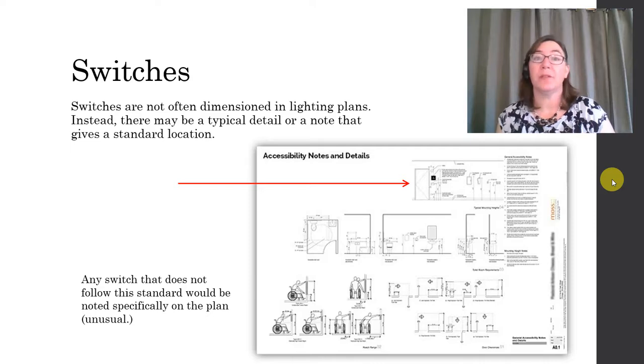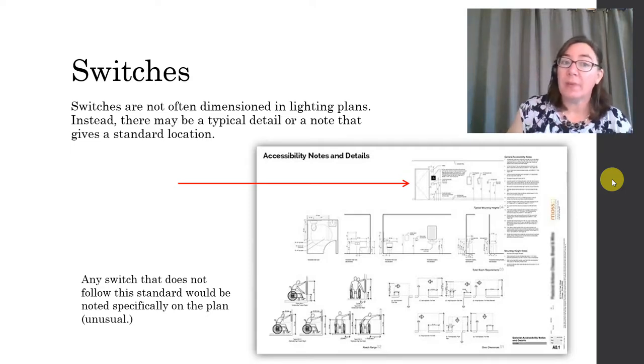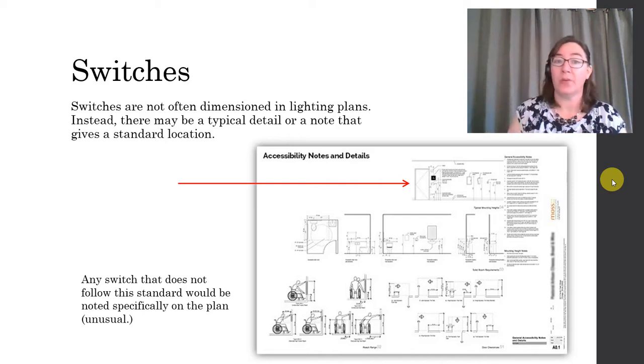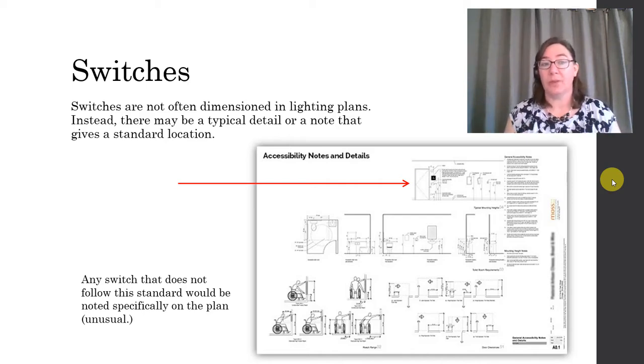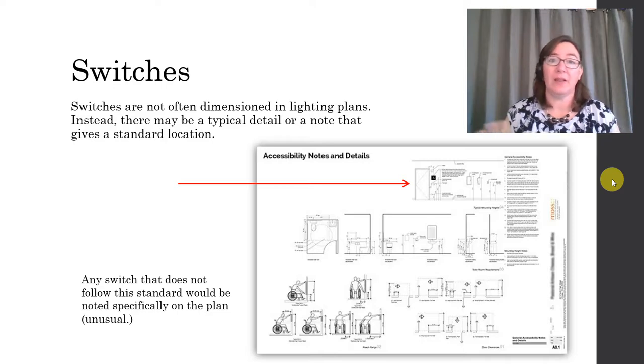So when we talked about luminaires, each individual luminaire needed dimensions. Switches are a little bit different. They're not often dimensioned in your lighting plans. Instead, you can place a typical detail or a note that gives a standard location. And then any switch that doesn't follow that specific standard would be noted specifically on the plan, and that's kind of unusual. So here's one way to do it.